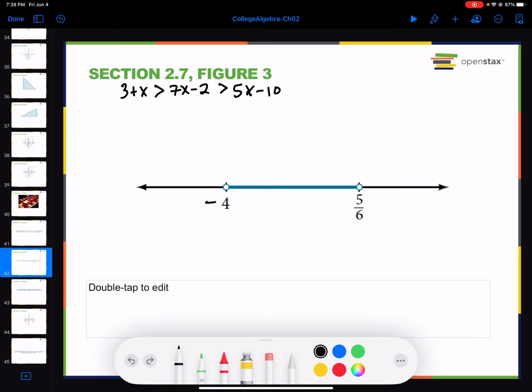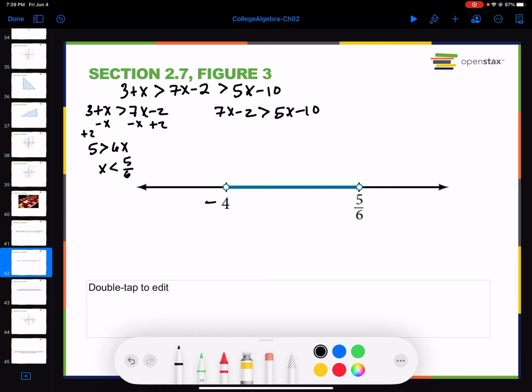So let's start with the first set. We write 7x minus 2, and then we'll write again using the other half of the inequality. And then we're just going to solve for both of those. So let's do a minus x here and a plus 2 here. That's going to give us 5 is greater than 6x, or x is less than 5/6.